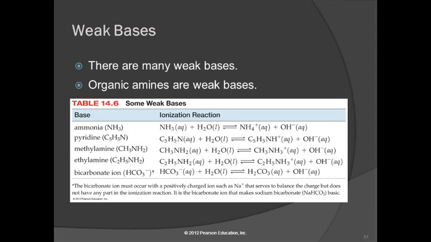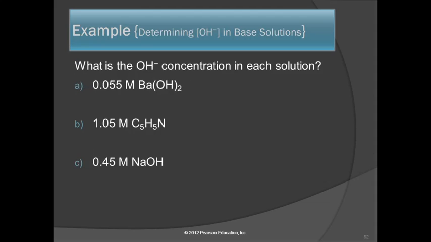Organic amines are weak bases. We're not going to run across them very much. Bicarbonate ion can act as a weak base. It can accept a proton from water and form carbonic acid, which is unstable and dissolves into carbon dioxide and water. But that's why baking soda solution can feel kind of slippery, because it is somewhat basic. So ammonia and bicarbonate ion are the ones we're going to run into the most.